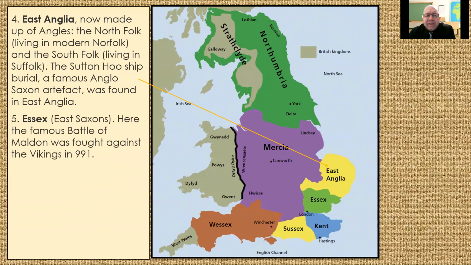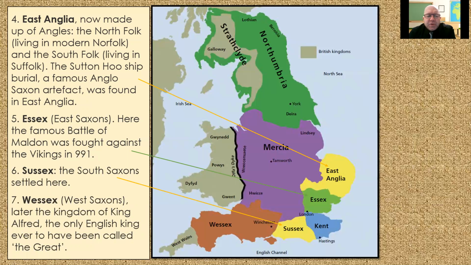Essex, and Essex comes from East Saxons, or East Sax. Here, the famous Battle of Maldon was fought against the Vikings in 991. Now, again, in the next few, say in a week or so, we'll start to look at how the Vikings crossed and took over from the Anglo-Saxons. Okay, so the Anglo-Saxons weren't the only invaders of Britain. The Vikings had a go as well, and we'll look at that in lessons to come. In Sussex, or South Saxons, so South Sax becomes Sussex, they settled here.